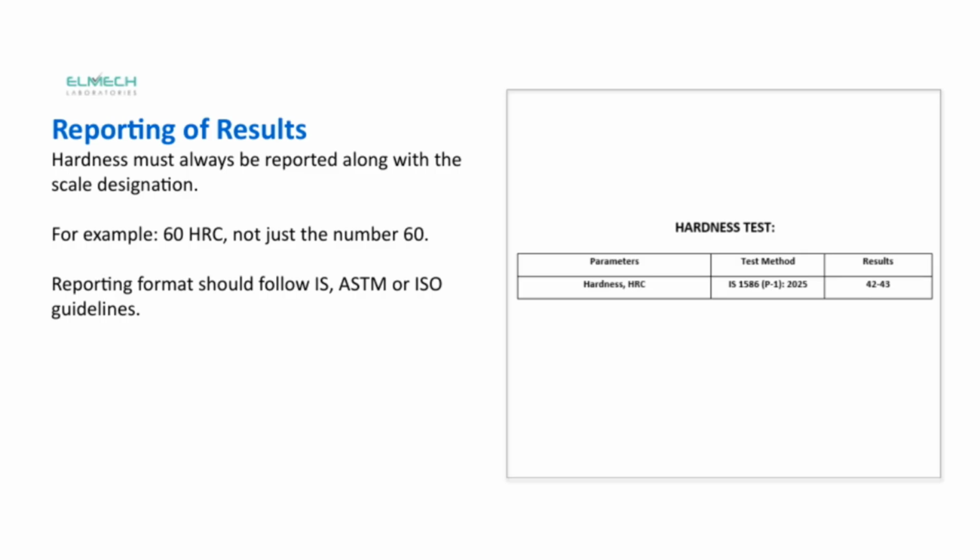It's also important to follow established standards when reporting these results. The main guidelines come from organizations like IS, ASTM, or ISO. Adhering to these ensures consistency and accuracy across different reports and laboratories. So remember, always specify the scale and follow the relevant standard to make your reporting clear and professional. This attention to detail helps maintain the integrity of your data and supports reliable comparisons.